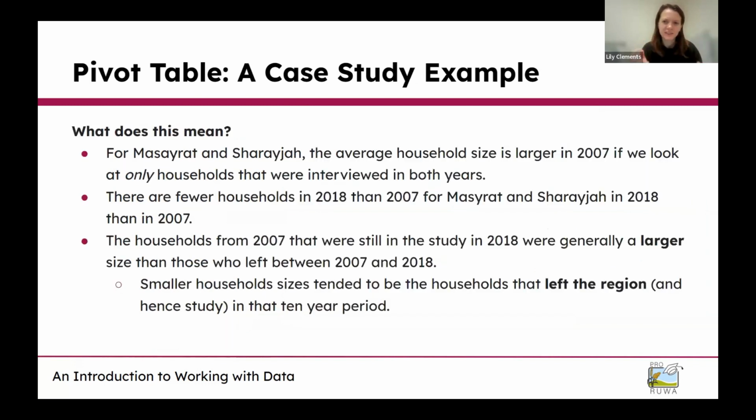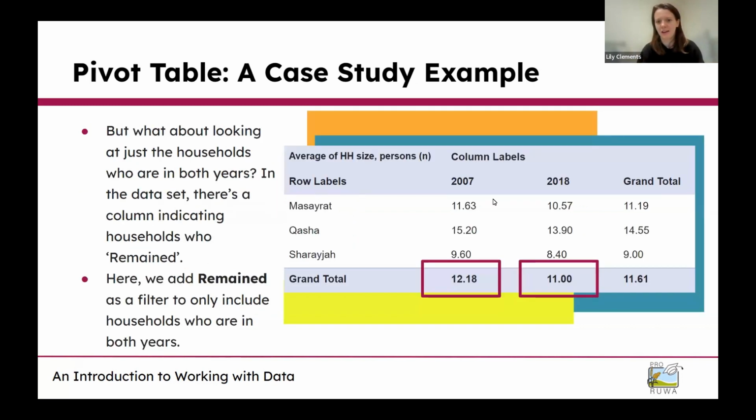So what does this mean? Well, for 2 of our villages, this means that the average household size is larger in 2007 if we look only at households that were interviewed in both years. So what we mean by that is, if we look at our first row and our third row, our 2007 household size is higher in these 2 villages than in 2018, when we're looking at only households that remained.